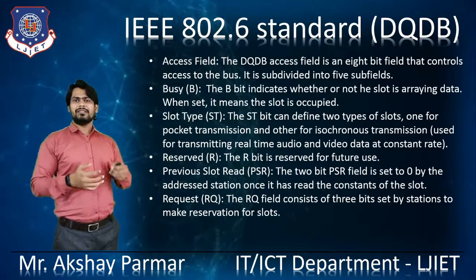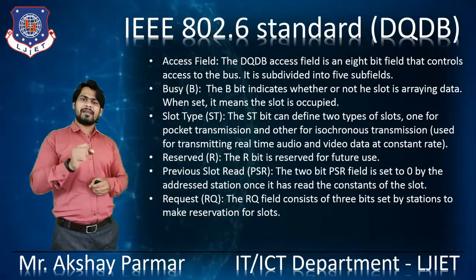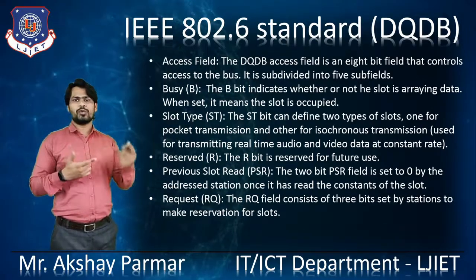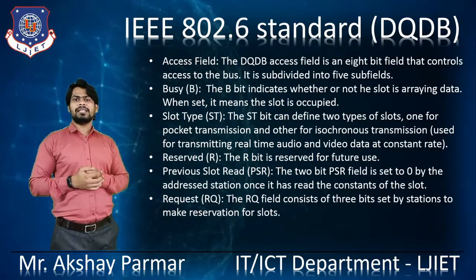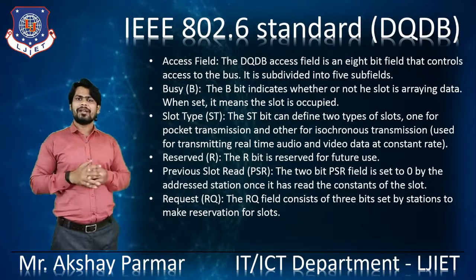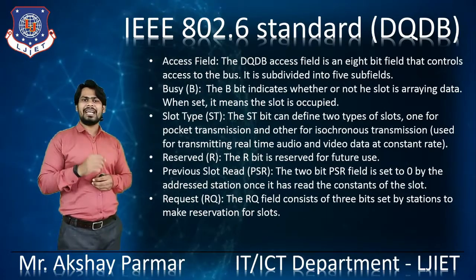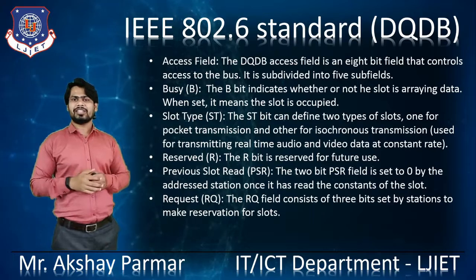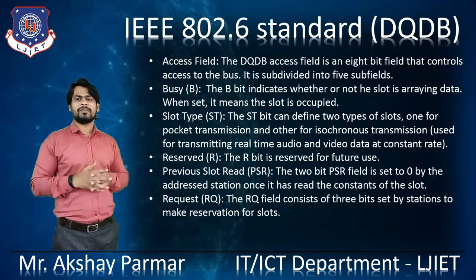After that, it is subdivided into the reserve bit also, right? The bit R is reserved for future use. The previous slot read, right? This bit is really important. The 2-bit long previous slot read field is set to 0 by the addressed station once it has read the contents of the slot.